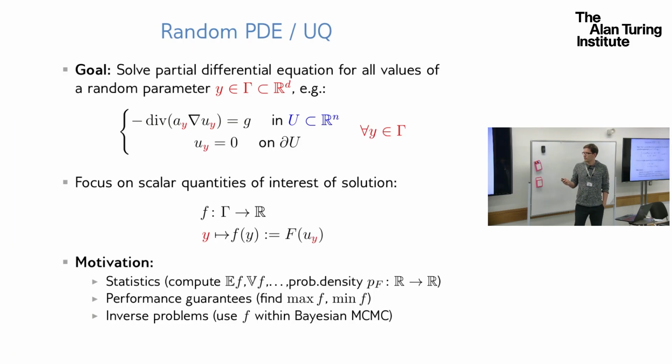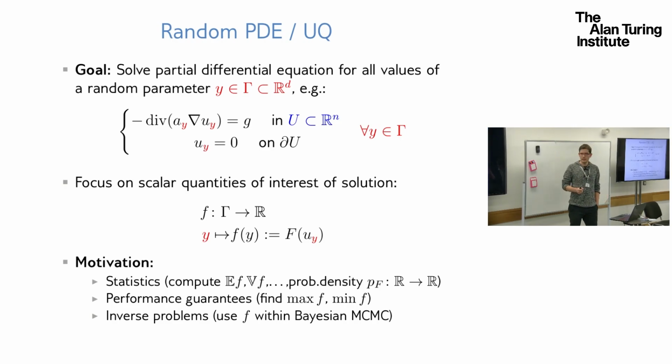Now, the motivation where I'm coming from is as in Albert's talk and in other talks before mine, that I'm looking at parametric PDE or random PDE as a recurrent uncertainty quantification. So we don't want to only solve the PDE once, but we want to solve it for all possible values of some parameter y. More specifically, in this talk, I'm going to focus on just tracking scalar valued response surfaces.